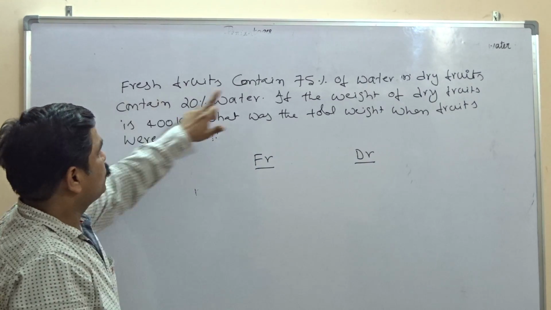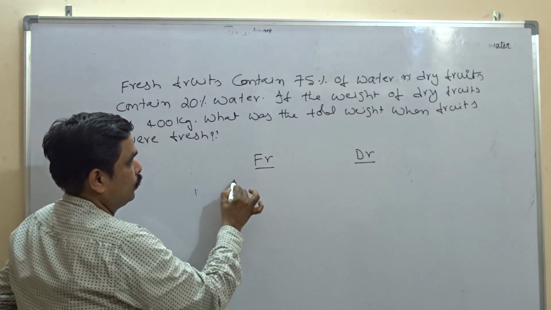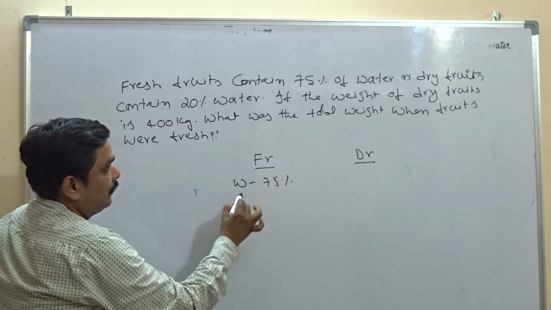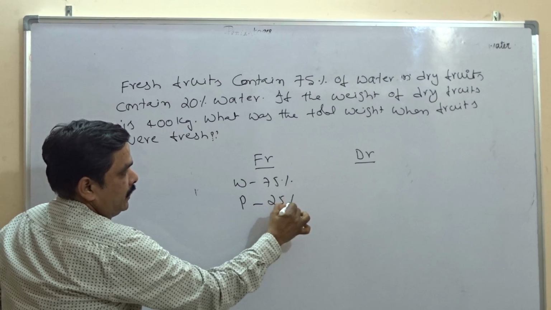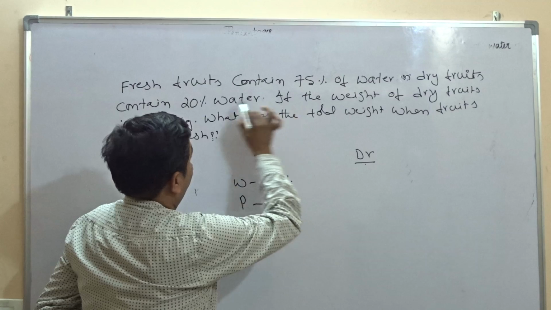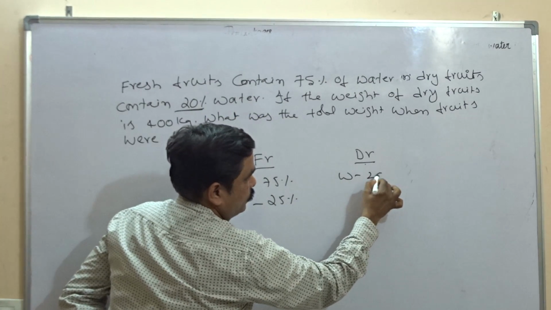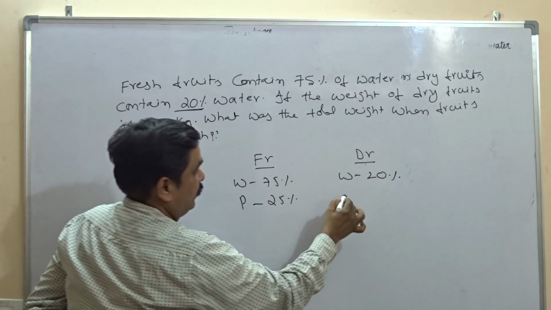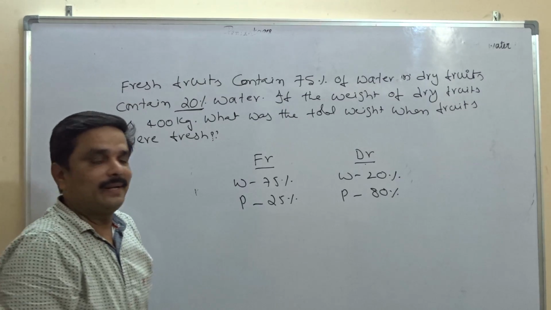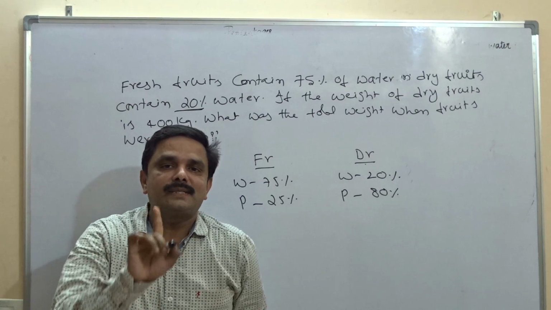Now, when the fruit was fresh, it contains 75% water. So water content is 75%. Obviously, the pulp content will be the remaining 25%. And now, when it is dried, they have given that it contains 20% water. So water is 20% and obviously the pulp will be 80%.